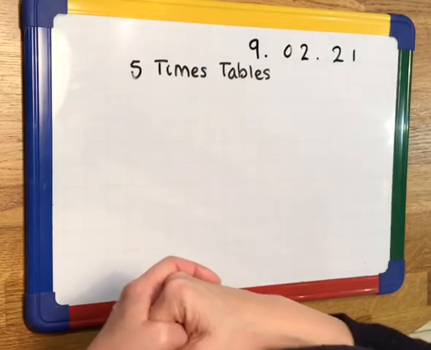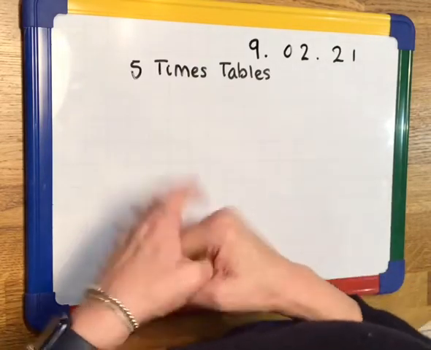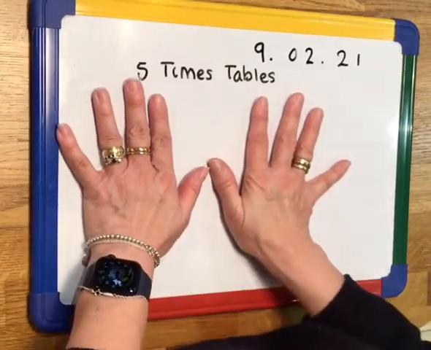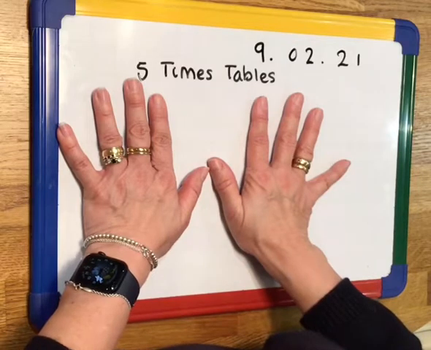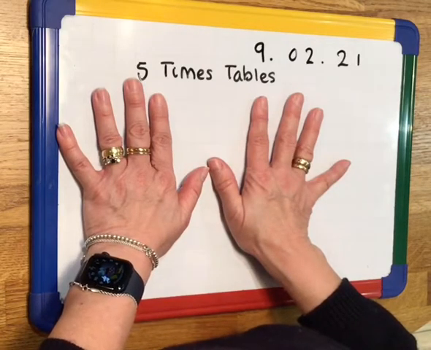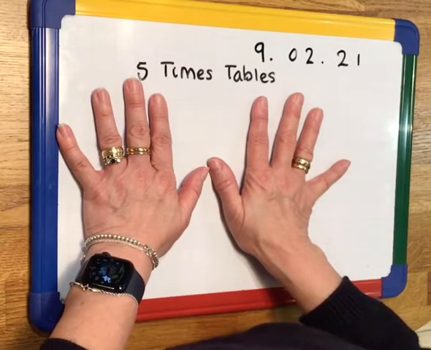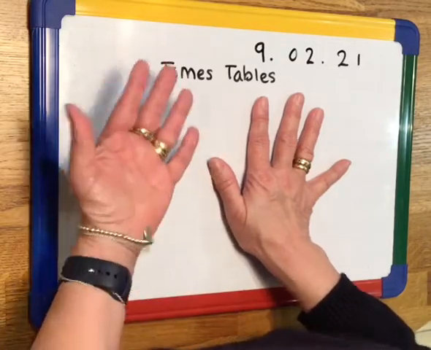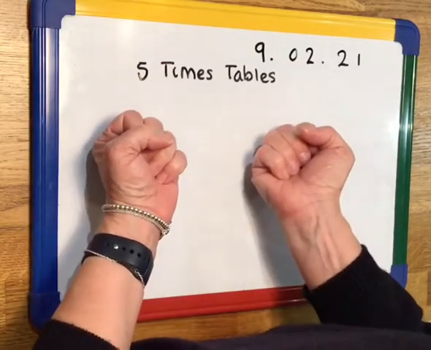And we're going to use some of the techniques we used yesterday. So we're going to begin with using our fingers. Just like we counted in twos yesterday, we are going to use our fingers to count in fives. Now you're really good at this in class, so I don't think it's going to cause you any problem. So I'm going to count in fives.